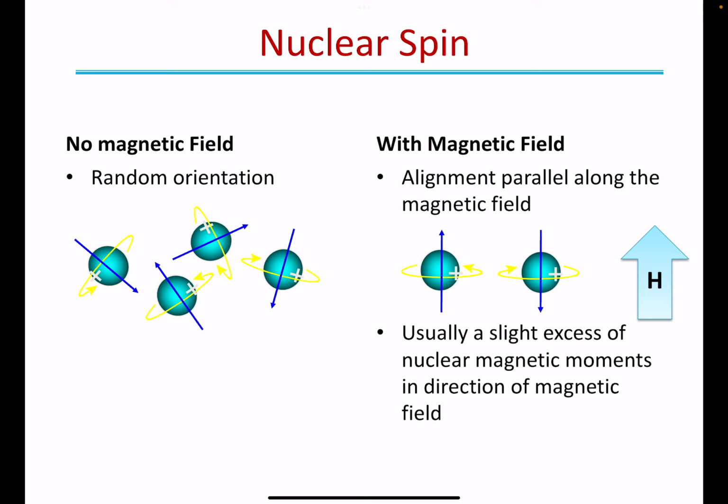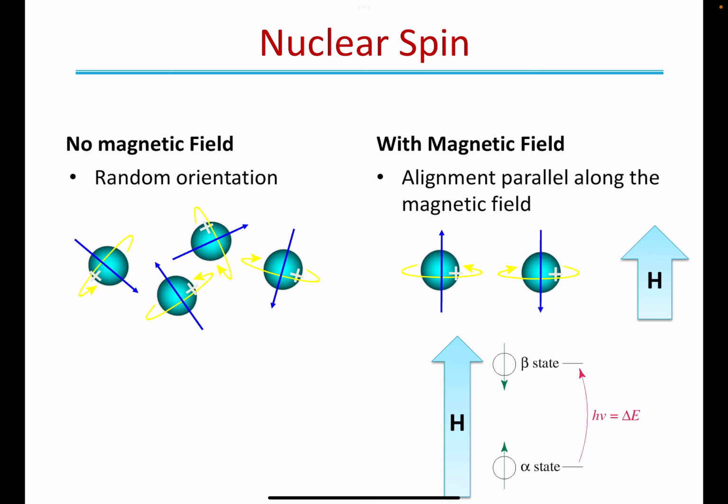So how does it work? These nuclei act like small magnets and they have a spin, and in the absence of an external magnetic field, this spinning is random. They have random orientation and they tend to cancel each other out. However, in the presence of an external magnetic field, they will start to orient their spinning direction either with the direction of the external magnetic field or opposite to it.